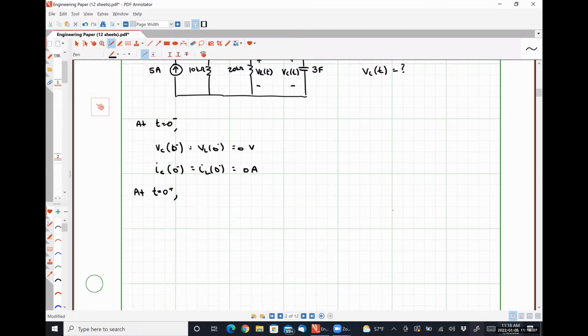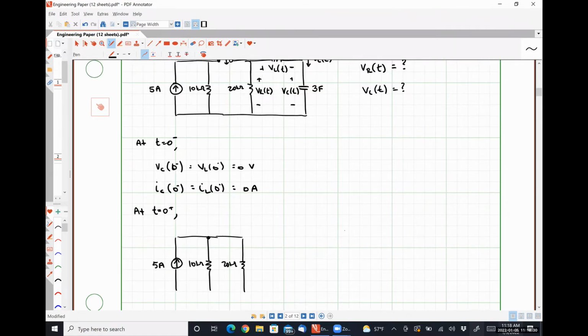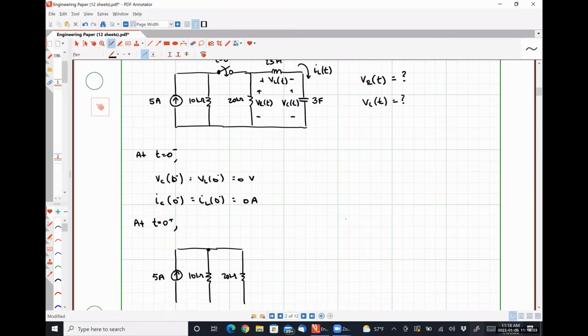So at t equals 0 plus, now our current source and 10 kilo ohm resistor are being added into the circuit. Let's see. We know that our inductor current was 0 amps. So what am I going to replace my inductor by here? An open circuit, because we need to ensure that 0 amps of inductor current continues to flow.